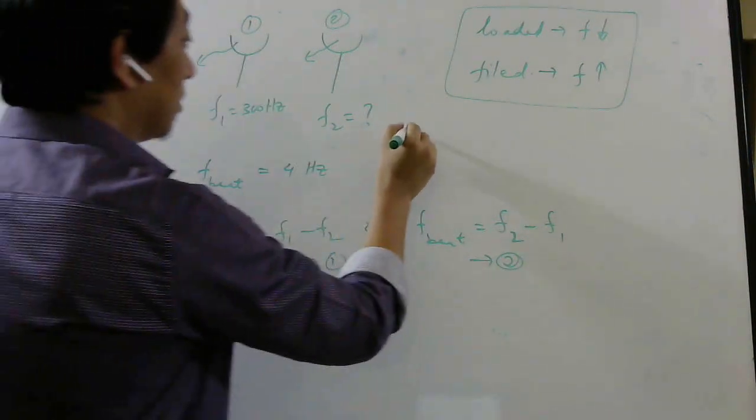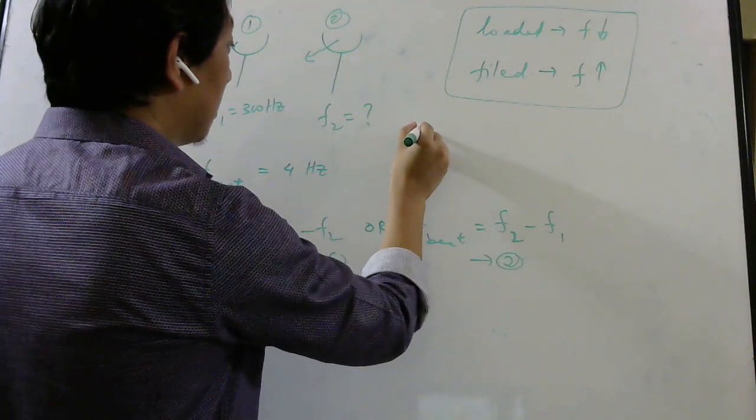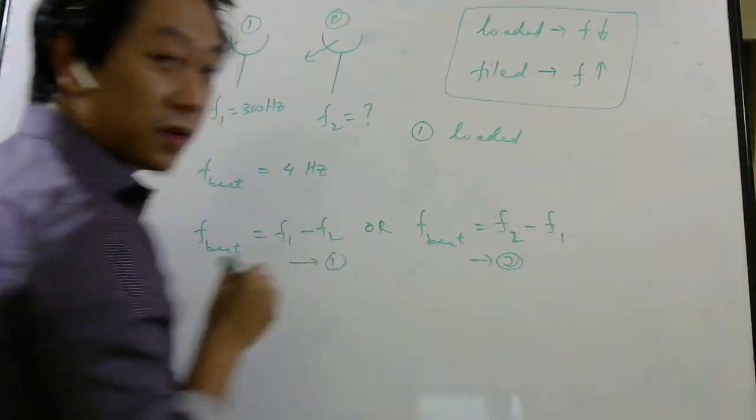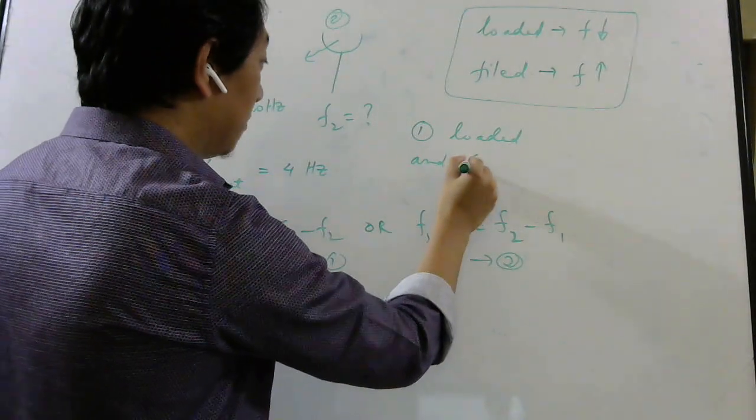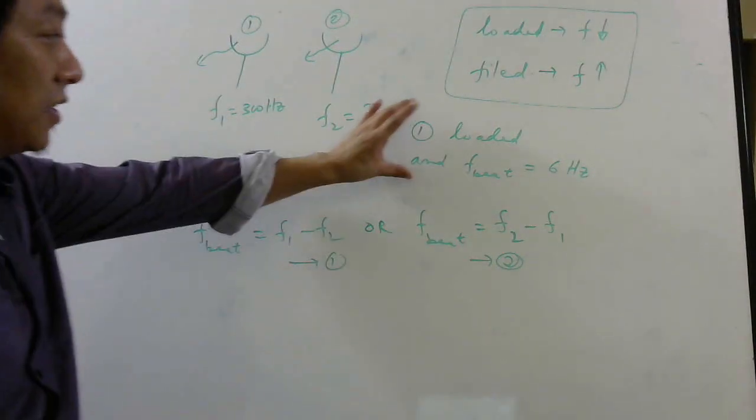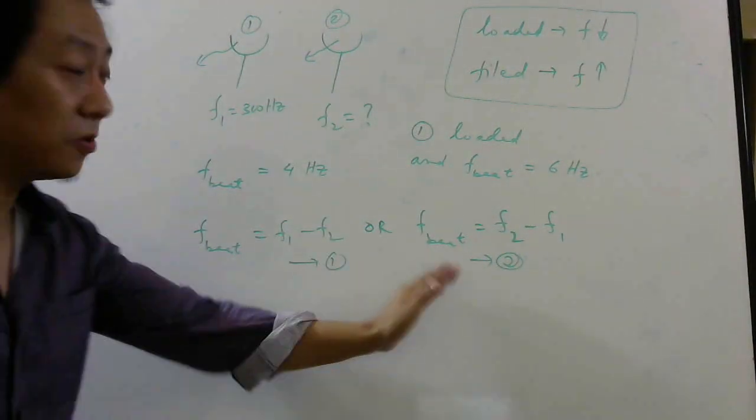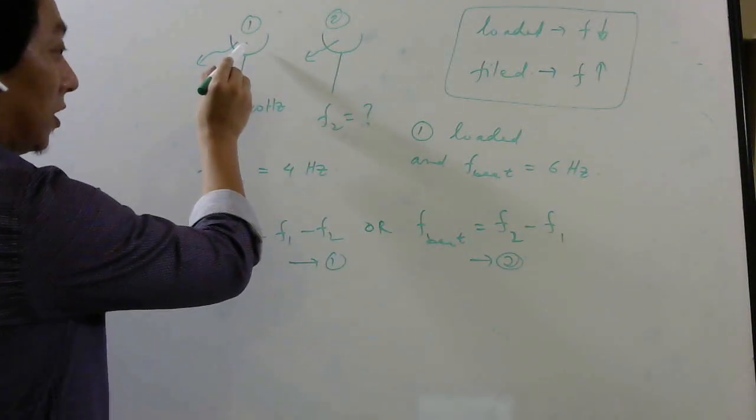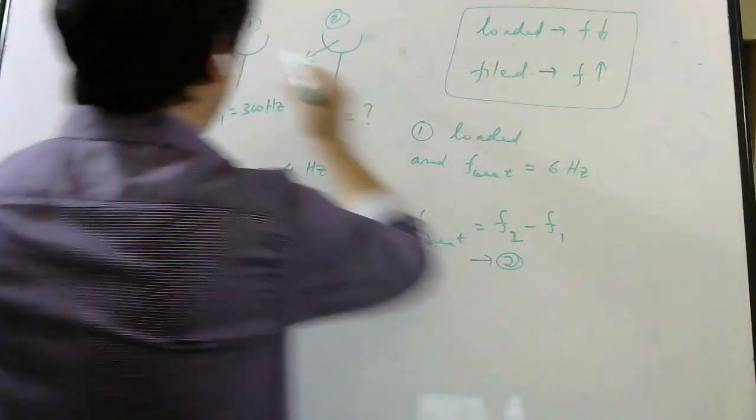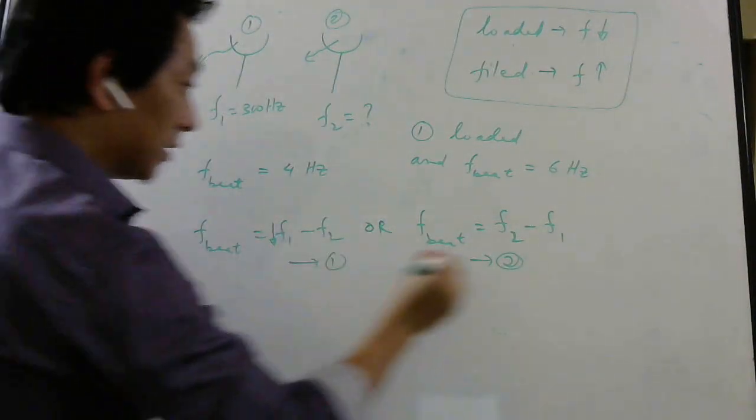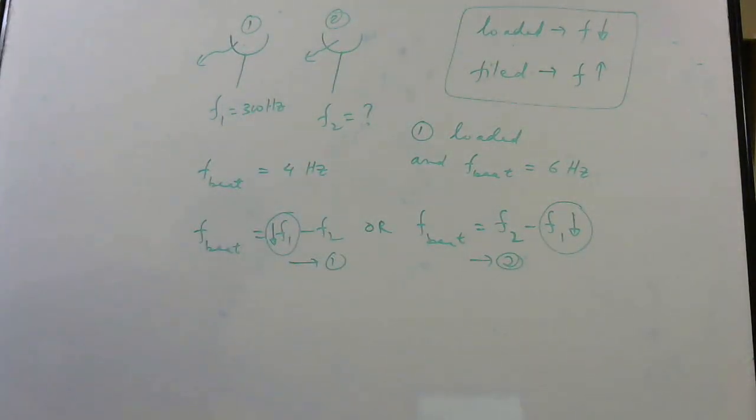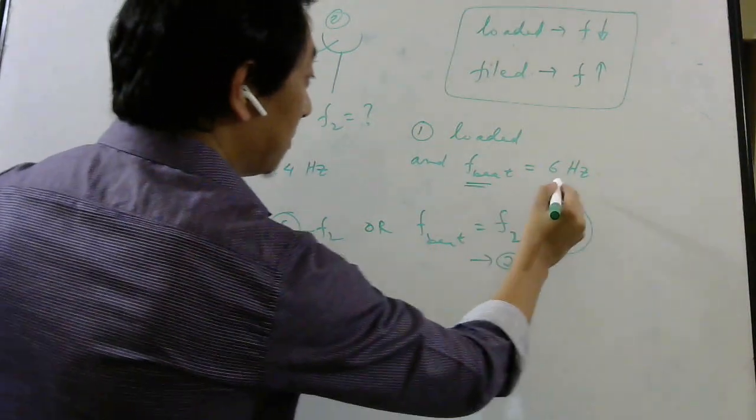Let us assume they are saying in this particular question that tuning fork 1 is loaded, and beat frequency has become 6 hertz. Suppose this data, then we can decide which formula to use, because if this is loaded, then the frequency of this will decrease. So F1 will decrease. Now, they have told beat frequency becomes 6.